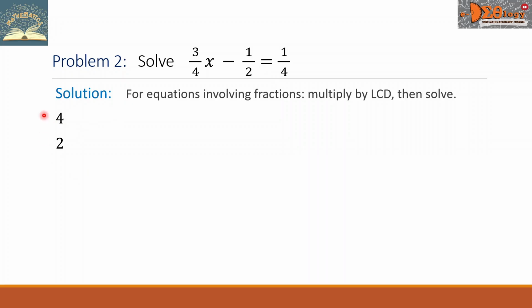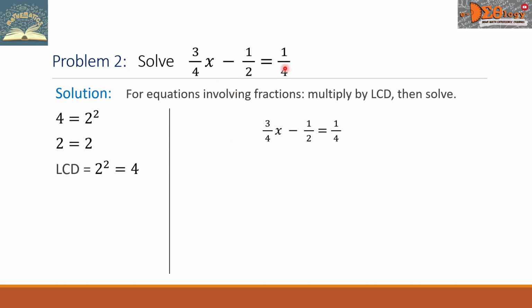Then we write the prime factors for each of the denominator. For the number 4, we have 2 square. For the number 2, it is already prime, so we write it as is. Then the LCD. We write all the factors down here. However, for a common factor, we copy that one with the highest power. That means the 2 square is the LCD. When we simplify this, it is equal to 4.